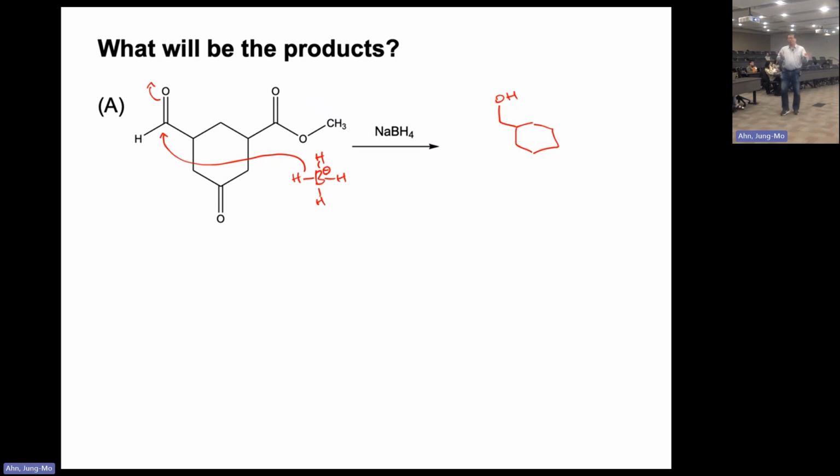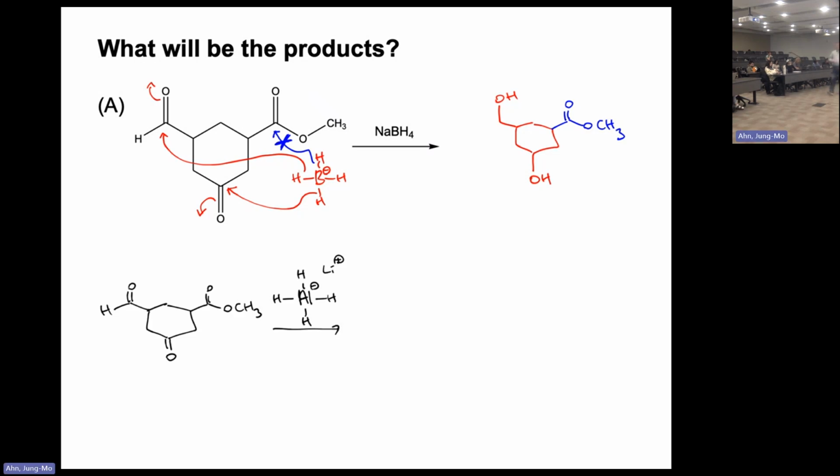So aldehyde, no trouble. What you see here, that's a ketone, right? Ketone also reacts with sodium borohydride. It delivers, you get an alcohol there. But what about this one? That is an ester, right? Ester is not a viable substrate for sodium borohydride, so it doesn't do that. So you get the ester remaining intact. So that is going to be the answer. So it's pretty simple, right?